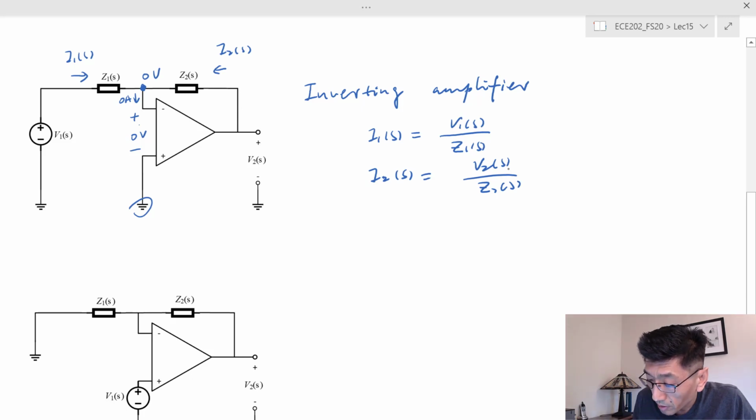So we know that at this node, the current into the op amp is 0. So these two elements are essentially connected in series, although we have the third element, the op amp's inverting terminal, connected to this node as well. But since that current is 0, you can do KCL at that node.